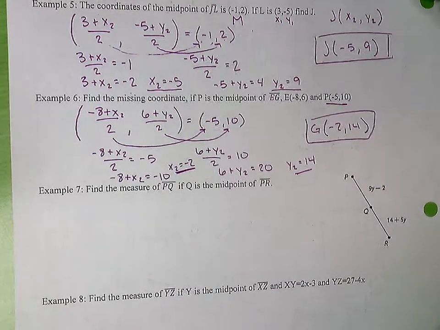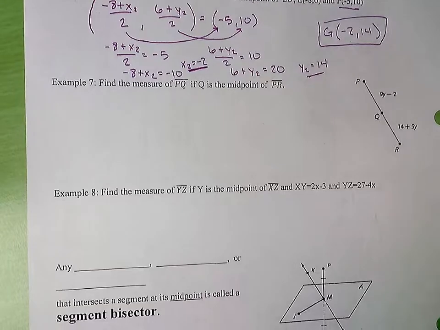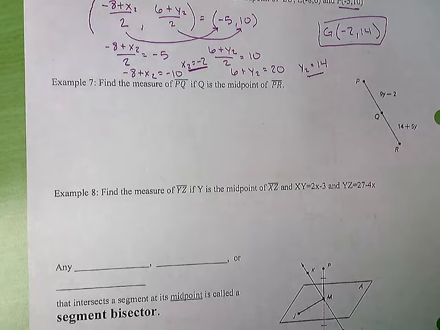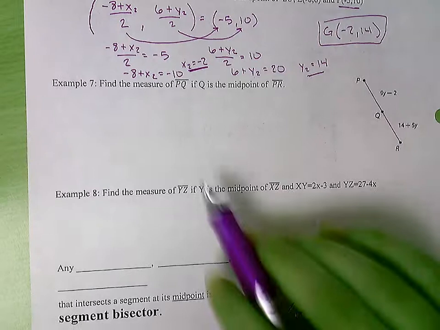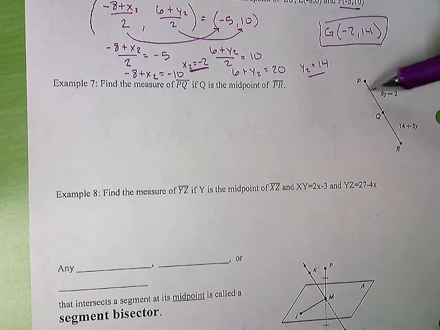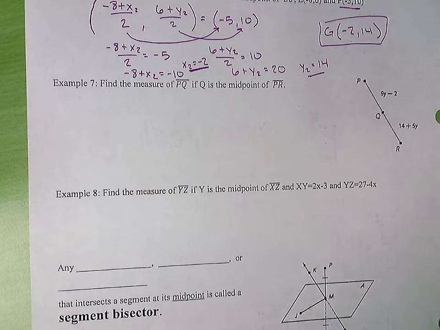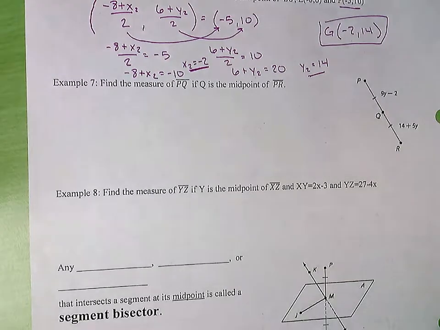Okay. Then looking at the next problem, number 7, we want to find the measure of segment PQ, this segment right here, if point Q is the midpoint of PR. So if Q is the midpoint of PR, what do I know about PQ and QR? They're congruent, or they're equal. Okay, I'm going to put these little dashes here. That means congruent. Now, I have to find PQ, which means I have to find out what y is first. How can I set up an equation to solve for y?